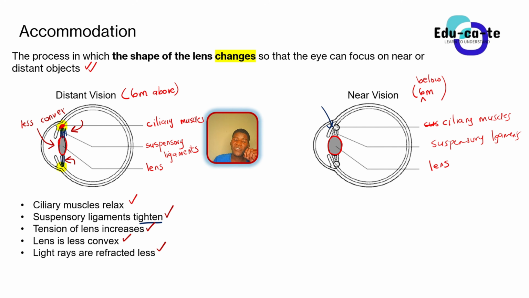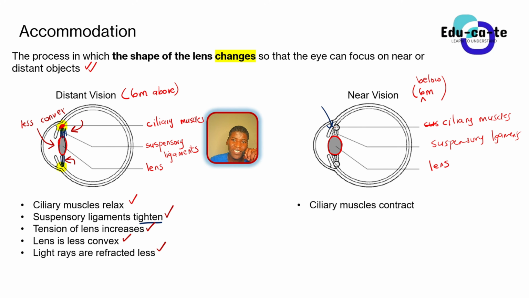So for near vision, you are just going to turn around everything. If you are not good at catching the concept, just try to understand how distant vision accommodation occurs, then flip it for near vision, do the opposite. So now in near vision, the ciliary muscles contract. Now it's the opposite of what we had. So these muscles here, the ciliary muscles, they do what?